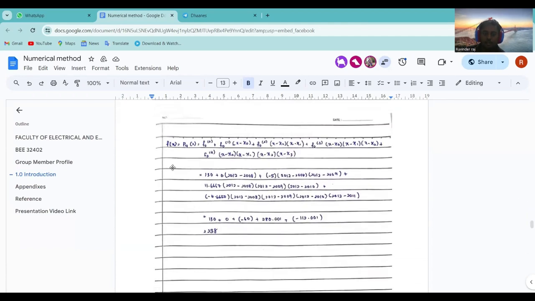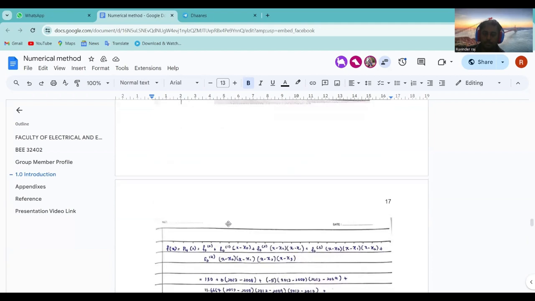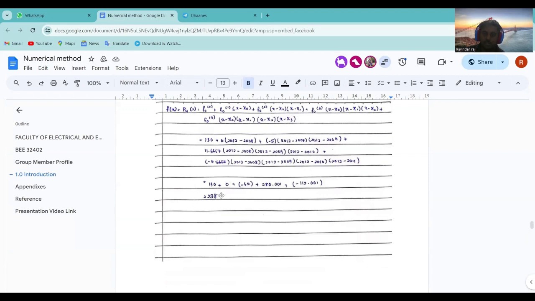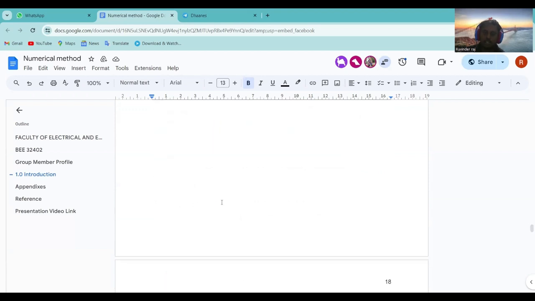So we can find the whole f(x) by adding all the Newton's divided differences. So the total is 238.